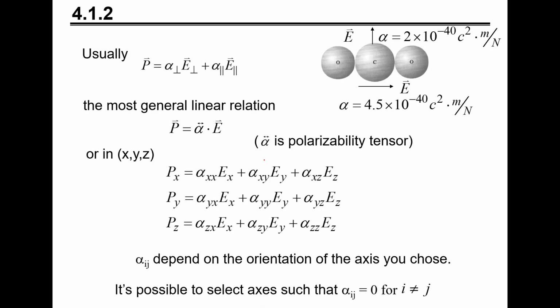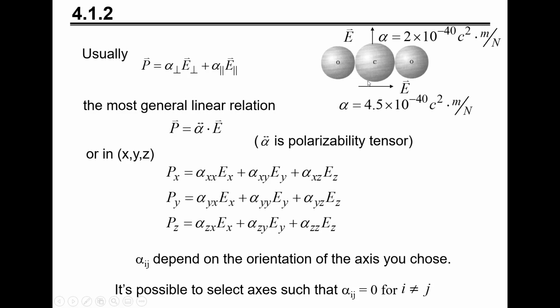Okay, so for example, carbon dioxide. Okay, so for carbon dioxide, when the external electric field is applied along the axis of the molecule, the atomic polarizability is equal to 4.5 times 10 to the minus 40 coulomb squared meter per Newton. But if the external electric field is applied perpendicular to the axis of the molecule, the atomic polarizability is different. It is equal to 2 times 10 to the minus 40 coulomb squared meter per Newton.